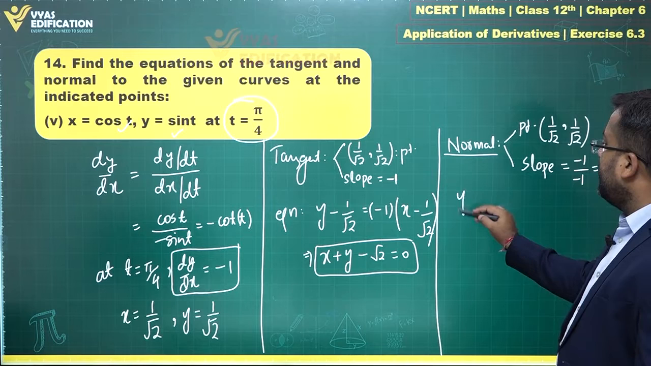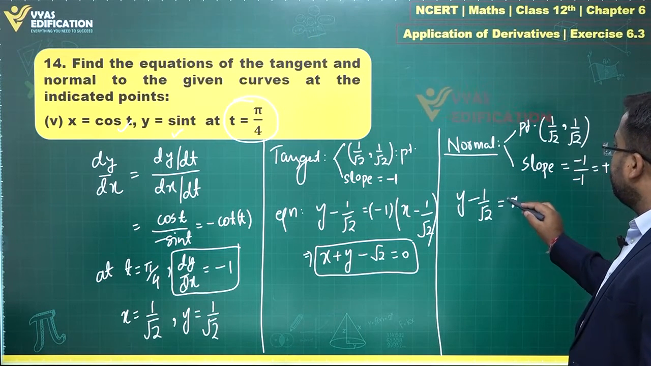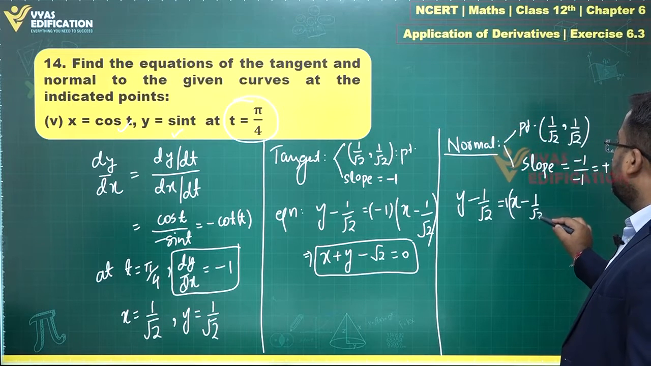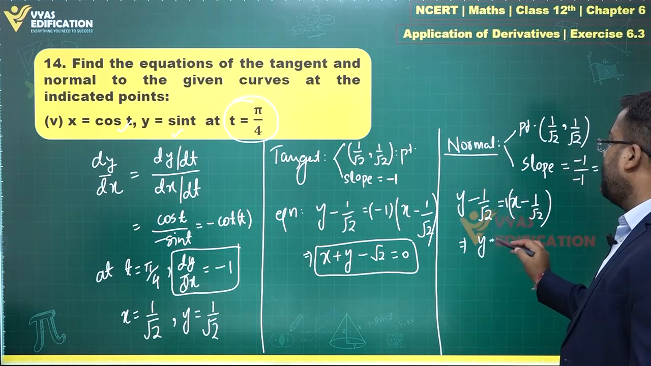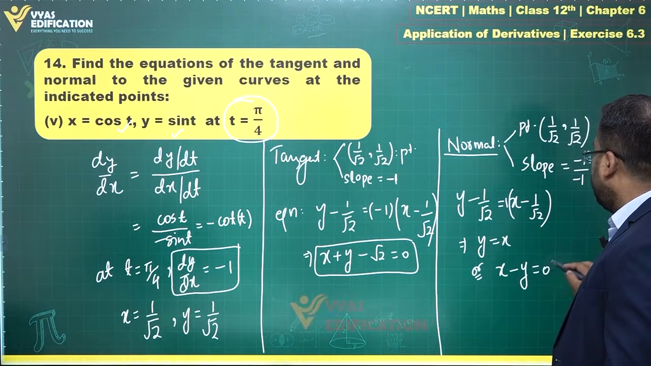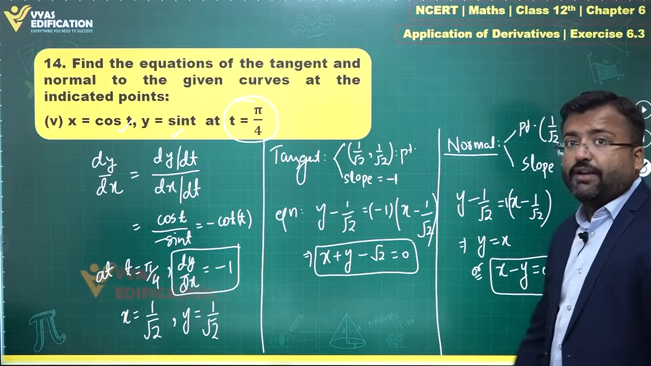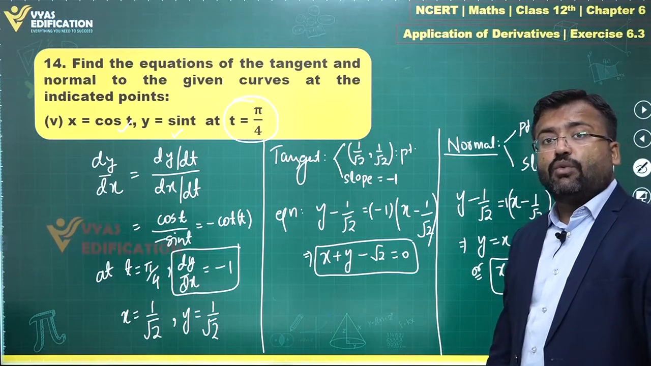What about equation of normal? You will write y minus 1 by root 2 is equal to 1 times x minus 1 by root 2, and this will give me y equals x, or you can write it as x minus y is equal to 0. That's the equation of normal for this equation over here. That's a complete solution that is required.